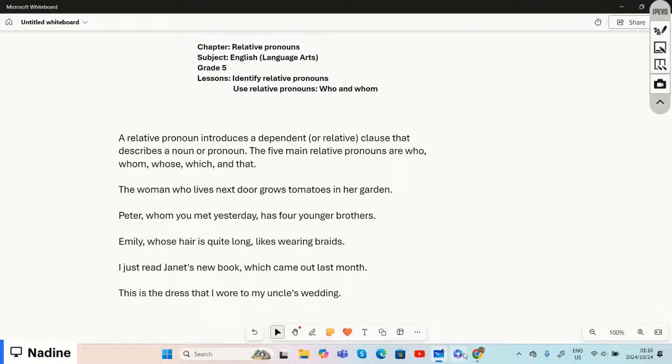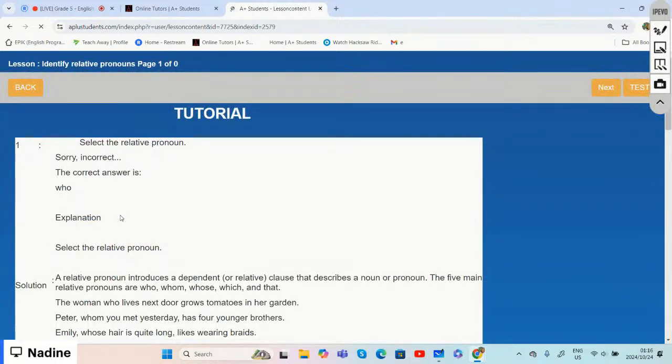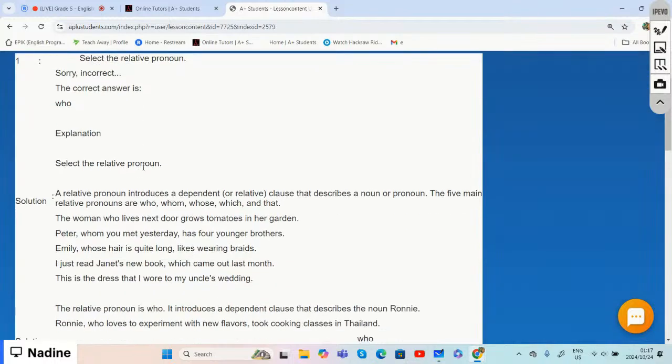All right. So now we're going to aplusstudents.ca and we're going to identify relative pronouns. Remember, we said it's a dependent clause, relative pronoun. And we already went over what a relative pronoun is, where we said that it introduces a dependent or a relative clause that describes a noun or describes a pronoun.